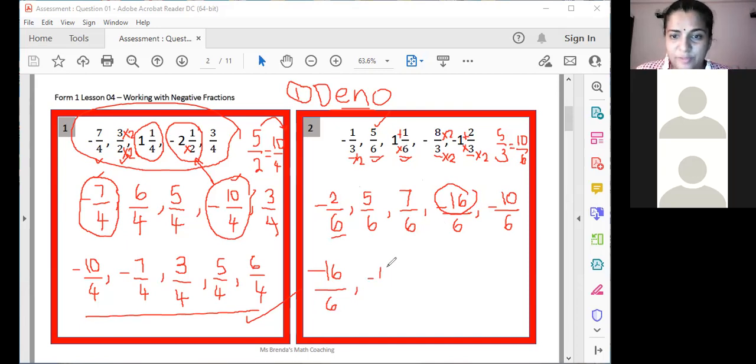Good. Negative 10 over 6. Good. And after that? Negative 2 over 6. Very good. Negative 2 over 6. After that? 5 over 6. 5 over 6. Oh, 5 will come first.